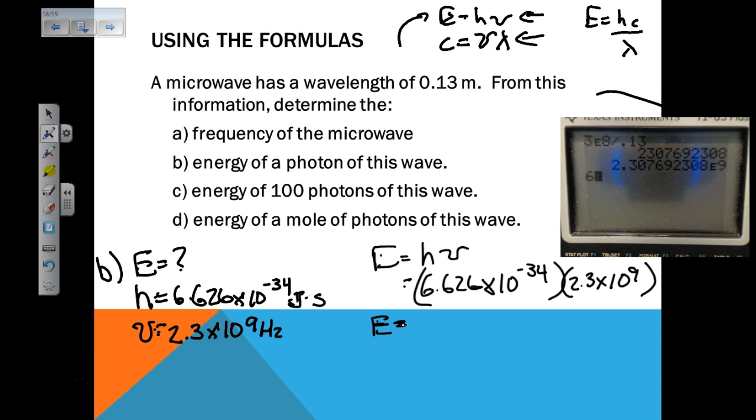I'm going to use the calculator. 6.626 times 10 to the negative 34, oh, not divided by, times 2.3 times 10 to the 9th. Okay, I have an error. Oh, look at that. I'm going to call that up and then delete that end parenthesis there. Okay, so the answer here is 1.52 times 10 to the minus 24, and the unit for energy is joules.